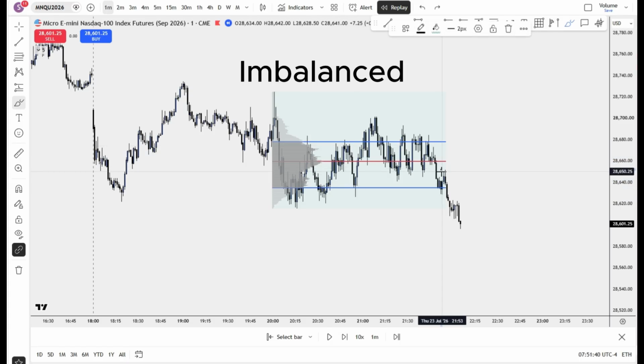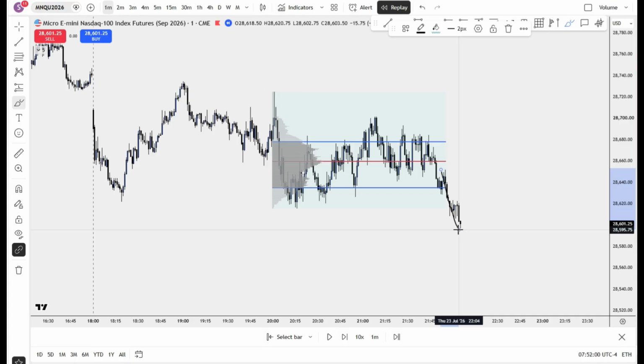If the profile starts shifting higher or lower, that means value is migrating and moving to a state of imbalance. Institutions are accepting higher or lower prices. That usually signals trend continuation. This is why Volume Profile is so powerful. It tells you not just where price is, but how the market feels about price.